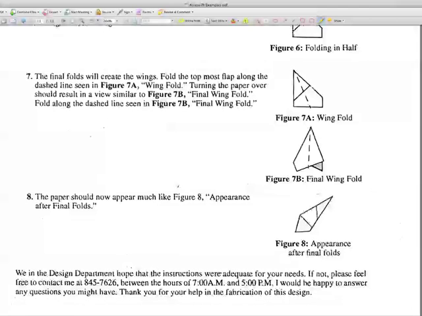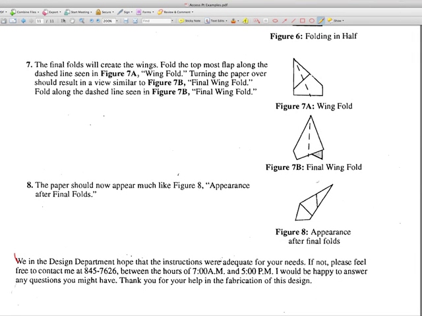And then the one last thing I want to point out is notice that it does have a conclusion down here. It's a polite conclusion saying, give me a call if you need some help.